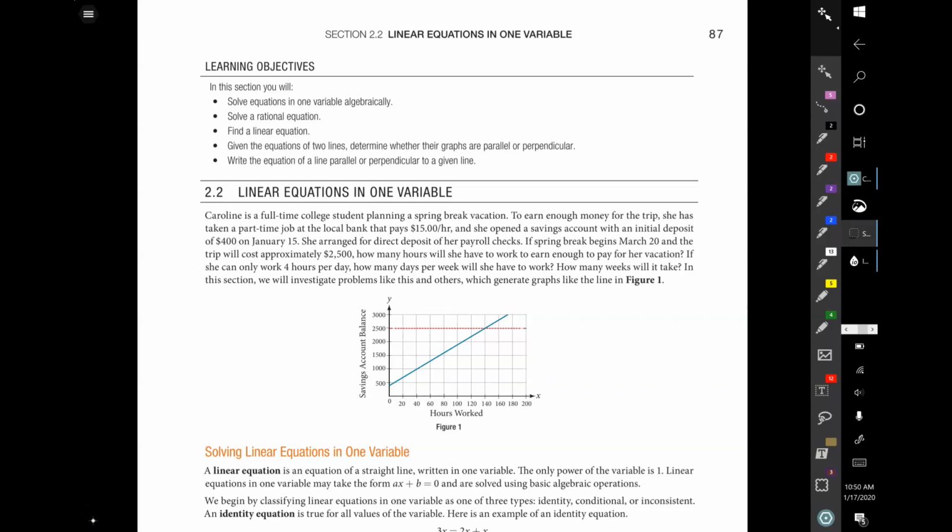Okay, so now we're going to look at section 2.2, linear equations in one variable. I have it open to the textbook here, page 87. This is the PDF, but you could also look at it on the ebook online. One thing I want to point out too is that the assignment that I made, I changed it a little bit so that you really know to do both the reading and the videos.